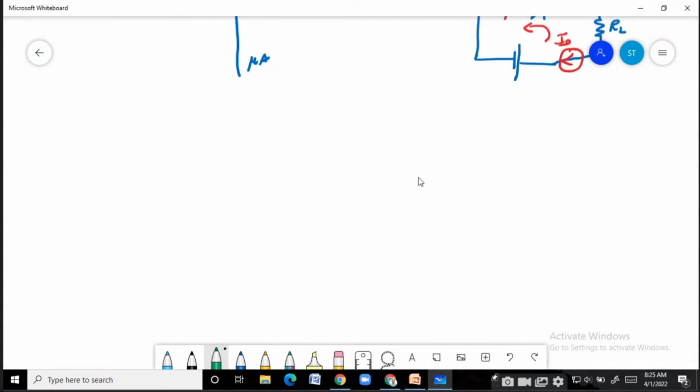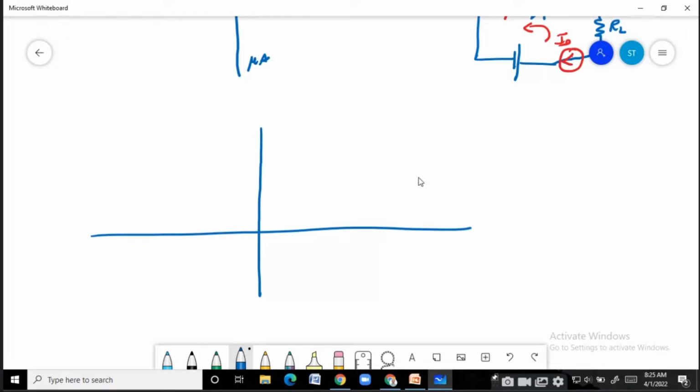Okay, what I'm going to do is redraw this. Because what I've done now was plotting it, but now I'm not going to plot it, I'm just going to draw it. This is your characteristic in the forward bias, and this is your characteristic in the reverse bias. It goes ideally like this. On the y-axis is ID, on the x-axis is VD. This is the forward bias region. This is the reverse bias region.